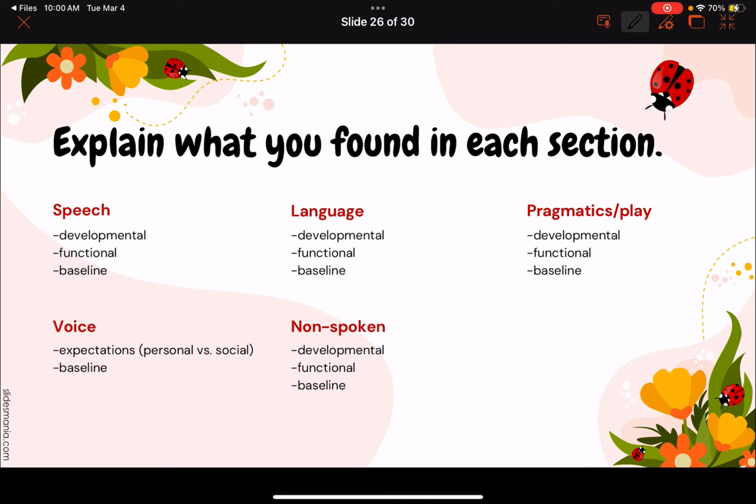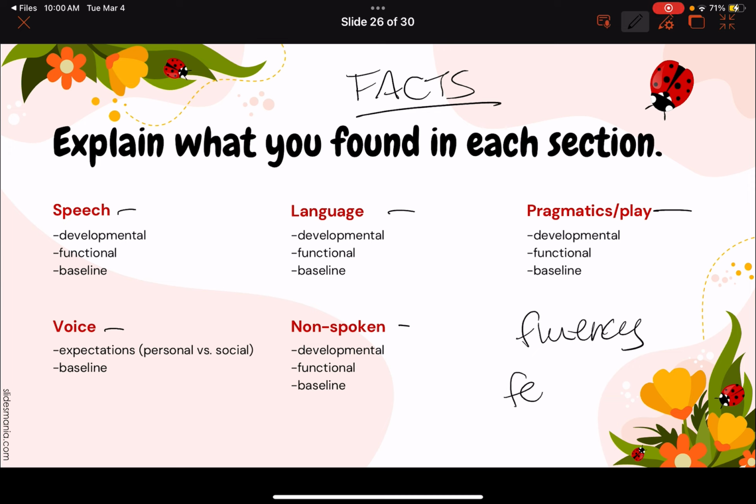So this is going to go in that informal section of our particular report, right? This is not the interpretation section. We're just explaining what did we find. So this is just like facts, okay? Literally just facts in speech, language, play and pragmatics, voice, non-spoken language. And again, remember you can do fluency, which we're not doing. You can do feeding and swallowing, which again, we're not doing for this particular one.